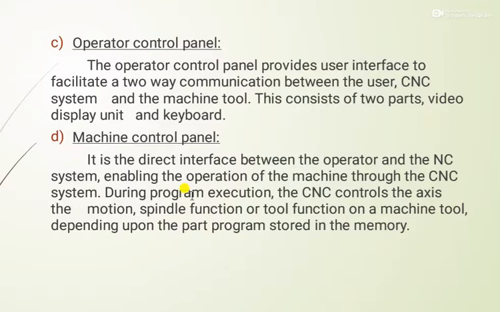Next we have the operator control panel. The operator control panel provides a user interface to facilitate two-way communication between the user, CNC system and machine tool. This consists of two parts, video display unit and keyboard. Machine control panel. It is a direct interface between the operator and the NC numerical control system, enabling the operation of the machine through the CNC system during program execution.